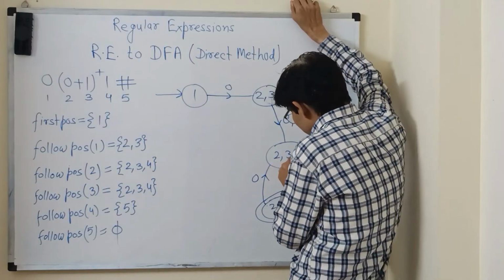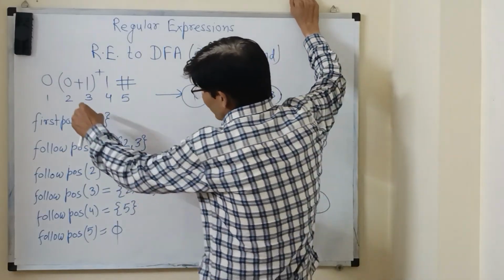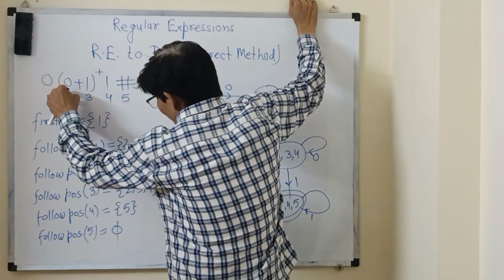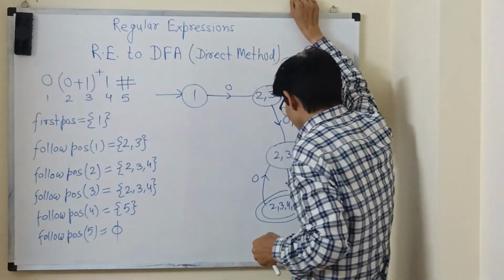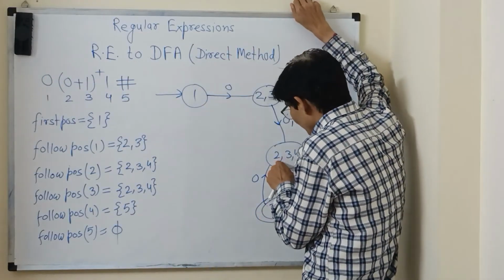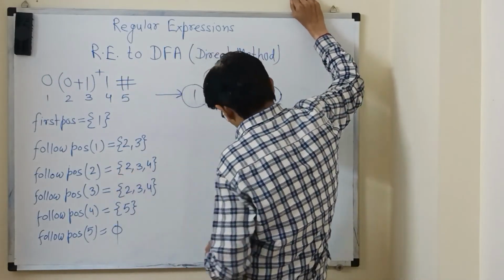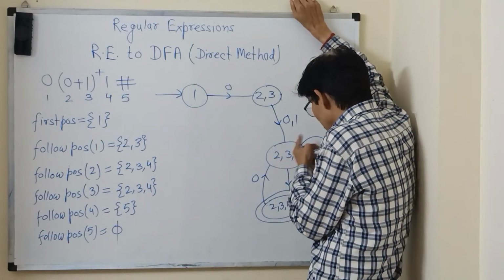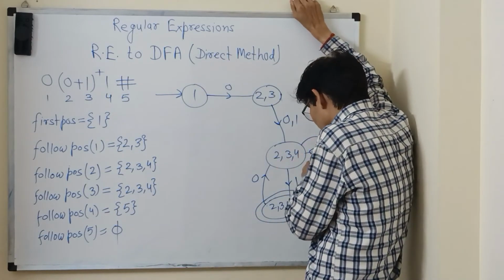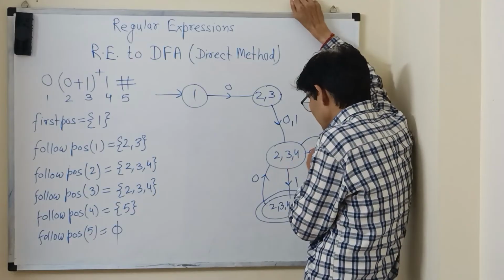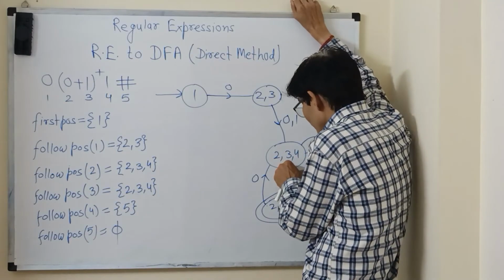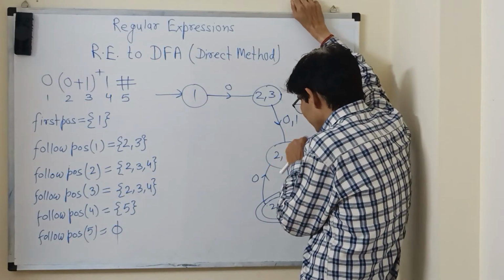So out of these three numbers, we have only one number, which is 2, assigned to 0. So follow of 2 is 2, 3, 4. So on zero transition from this state, we will stay on the same state, and now we will see the transition of 1 from this state.